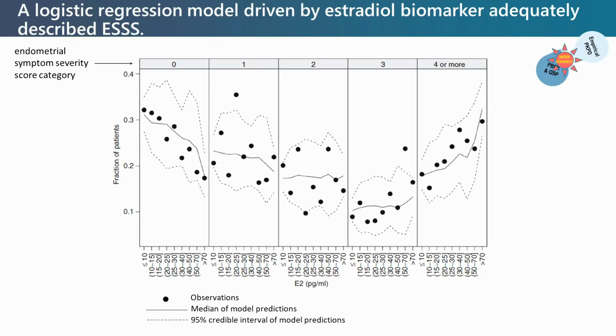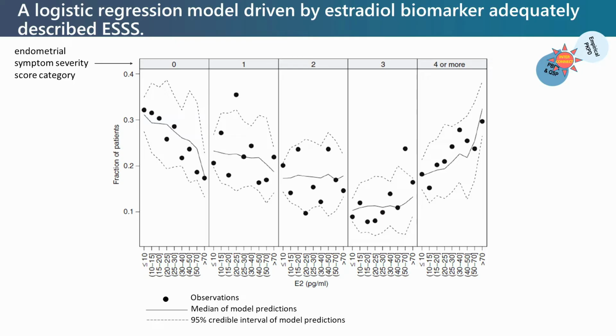A logistic regression model was used to quantify the relationship between estradiol concentrations and the probability of experiencing different ESSS scores using data from 3 clinical studies of naferolin. This model predicted the probability of a given ESSS score or score range as a function of estradiol concentration. The figure shown here displays the fraction of patients experiencing each ESSS score at different ranges of estradiol concentration.